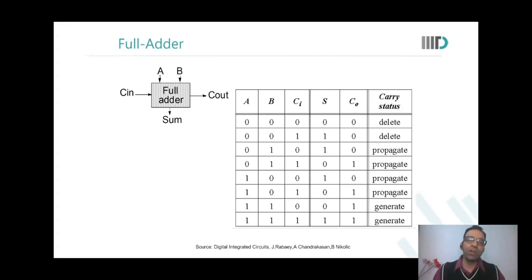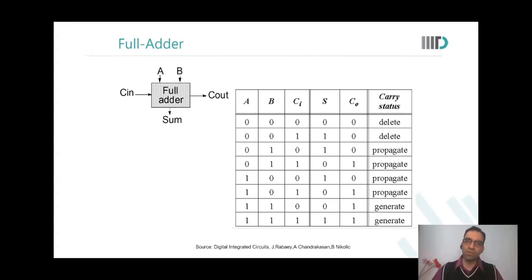So this is what delete means: whatever be the C in, C out will be 0. Propagate means whatever be the C in, that will be propagated on C out. Generate means whatever be the C in, C out will be 1. Are you able to see this? Yes. So that is what carry status means.